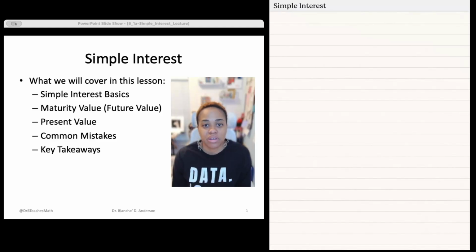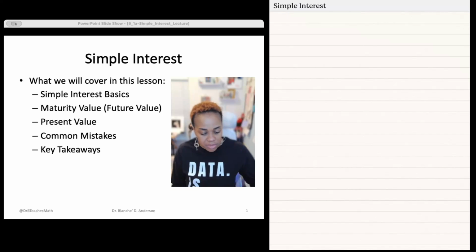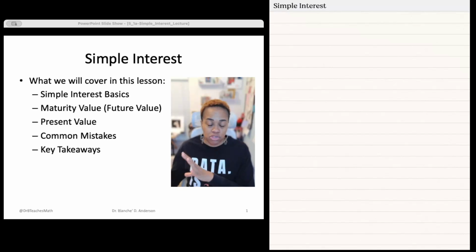Hey, so we are going to get into simple interest. I believe the finances of the home, math of finances, whatever you call it, is very important. So let's get into it. What we're going to cover in this particular lesson is just simple interest basics, the maturity value, or what you would see sometimes called the future value, present value, some common things to look out for, and then some key takeaways. Okay, so let's get started.